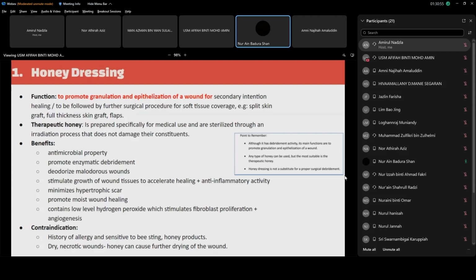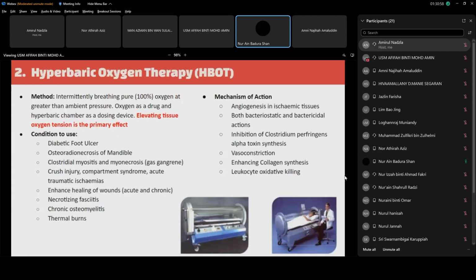Next is hyperbaric oxygen therapy. So this one we use intermittent 100% oxygen, at a pressure greater than the surrounding or ambient pressure, where the oxygen will act as a drug, and we use the hyperbaric chamber as a dosing device. The main purpose is to elevate tissue oxygen tension to give a primary effect. Some conditions that can be treated include diabetic foot ulcer, necrotizing fasciitis, chronic osteomyelitis, and trauma burns.